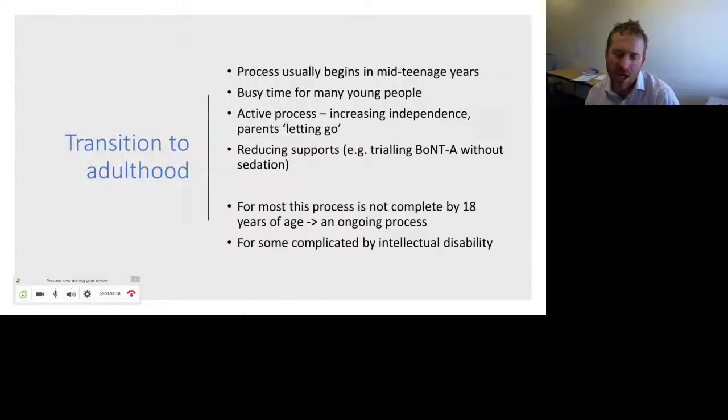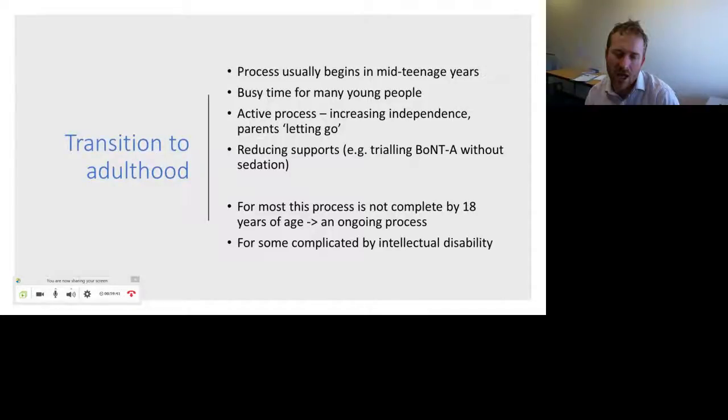I just want to highlight this is a busy time for many young people. They're going through big changes in puberty, identifying those that are able to, identifying their own independence, and often facing a few major challenges, whether that be getting their driving license or their HSC and deciding what they're going to do with their future.